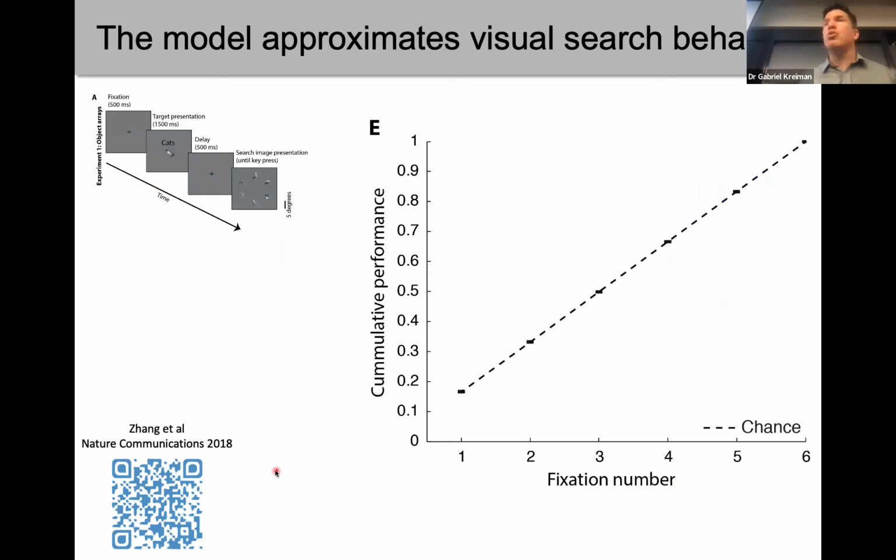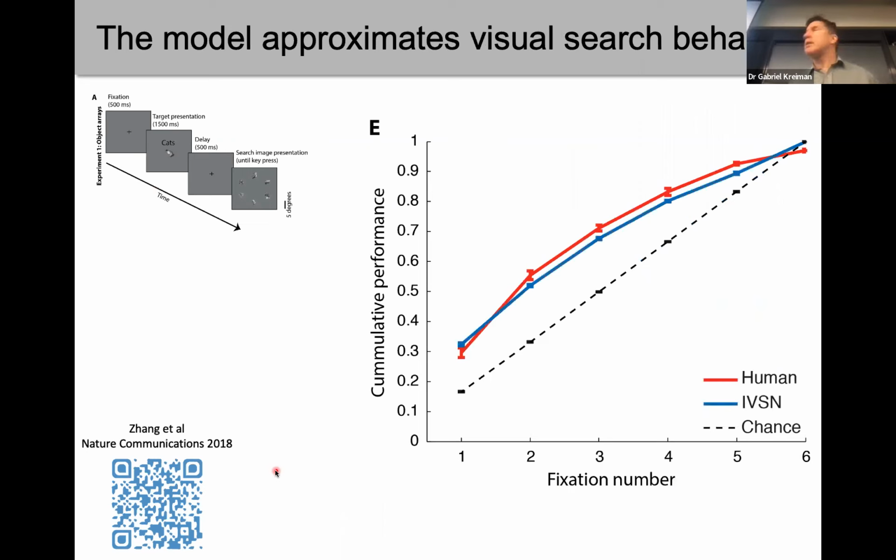Okay, so now let me show you the results for the model. This is the human data that I showed you before. And this is what the model does. This model was called IVSN, for Invariant Visual Search Network. And the model does remarkably well in capturing basic human performance in searching for these isolated objects in an array of 6 objects.